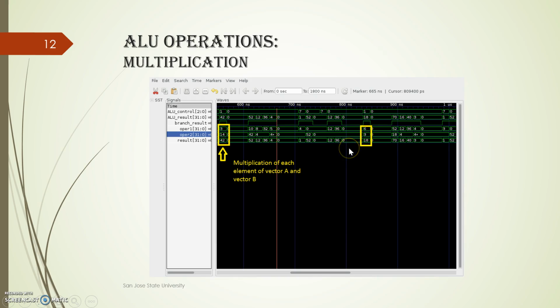These are timing diagrams for the ALU operations, which we can see. Here we can see the multiplication of each corresponding element of the vectors. Operand 1 holds the vector elements for vector A, whereas operand 2 holds the vector elements for vector B. These two are multiplied and the result is then saved into the result register, which is a 32-bit register.